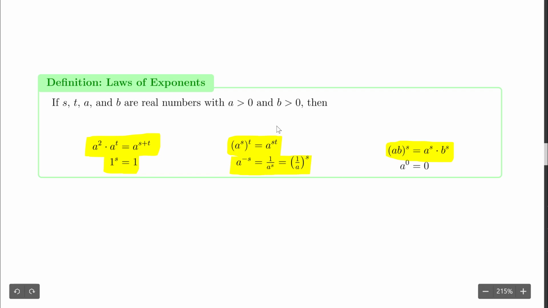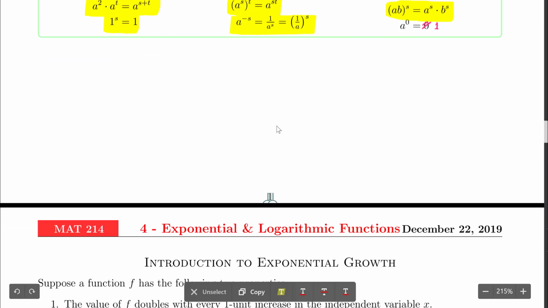If you have a negative power, you can write it as 1 over a to the positive exponent, or you can just write it as 1 over a quantity to the positive exponent. And this says a to the 0 equals 0. That is wrong. I don't know why I typed that in there that way. A to the 0 is always equal to 1. Anything raised to the 0 power is going to be 1.